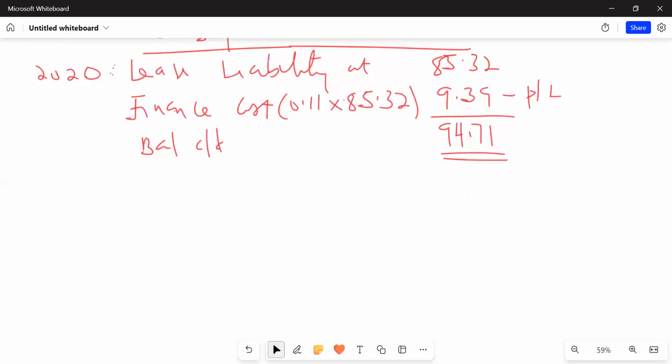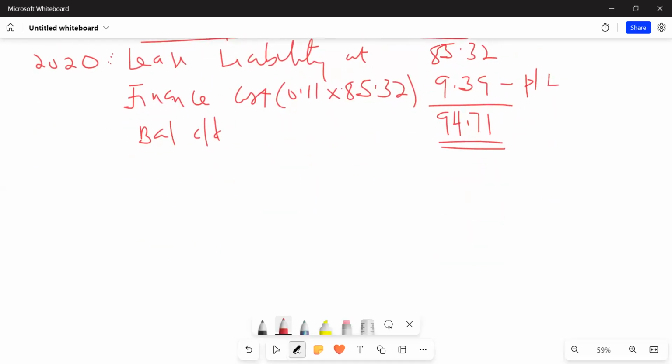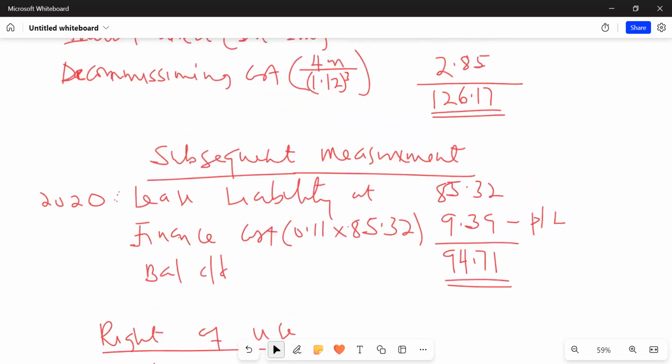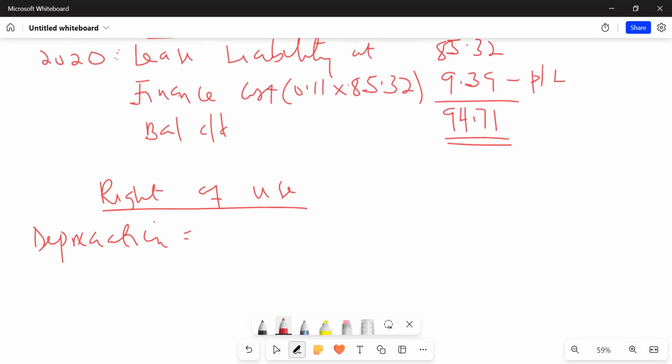Okay, let's come to the right of use. What will happen to the right of use? The right of use will be depreciated because it's an asset. So we depreciate the right of use, which will be the initial amount, 126.17, divided by the lease period, which is 3 years.